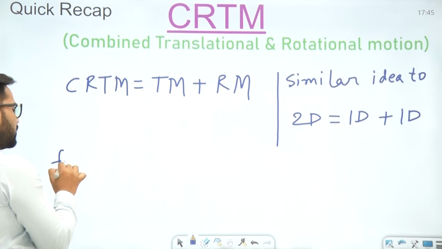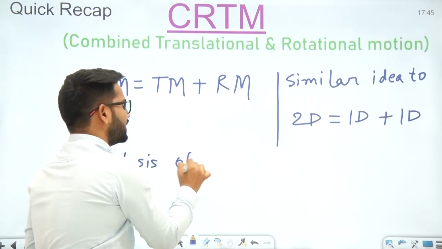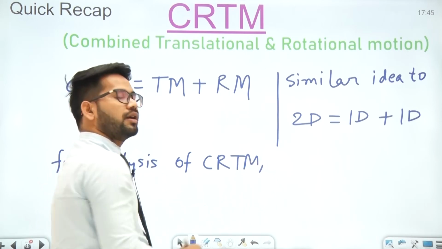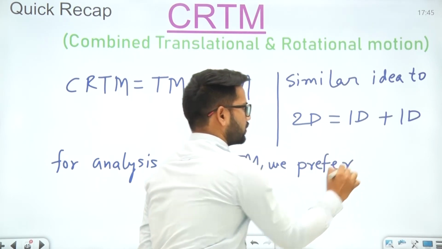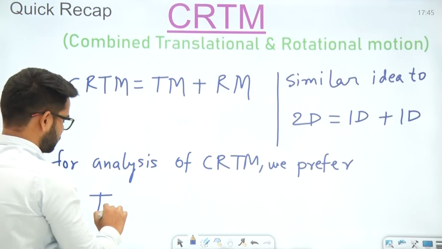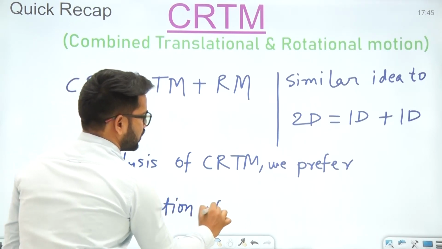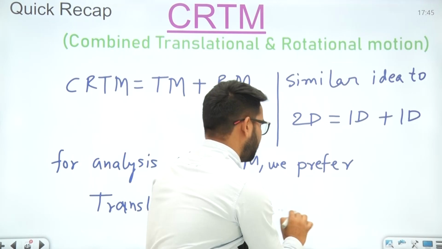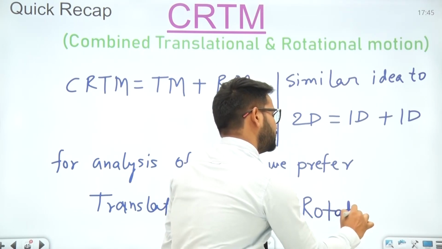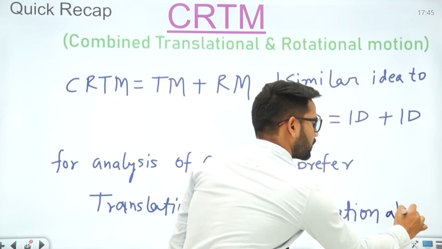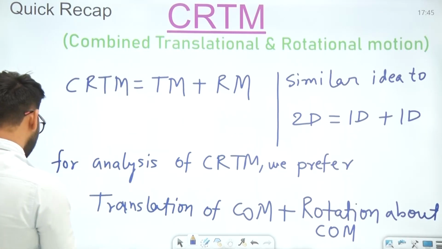For analysis of CRTM, what we prefer? We prefer translation of center of mass plus rotation about center of mass. Rotation about center of mass, right?